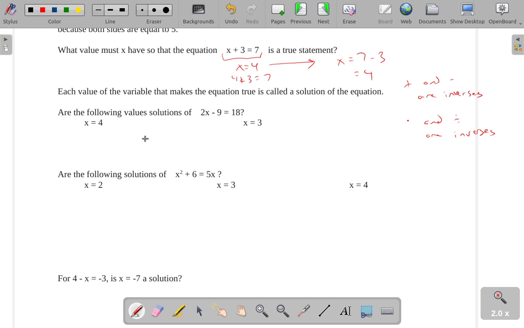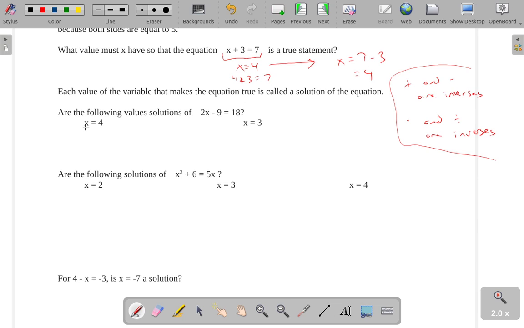Alright, so we'll get into actually how to solve these. That was a little bit of a sneak peek here. But for the moment, we're just going to test to see if an equation is a true statement. So when I say x equals 4 is a solution to this equation, what I mean is that when I plug a 4 in for the value of x, it makes it into a true statement. So we call these things solutions.